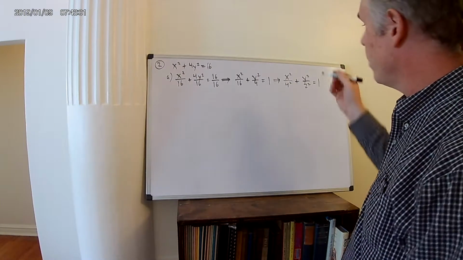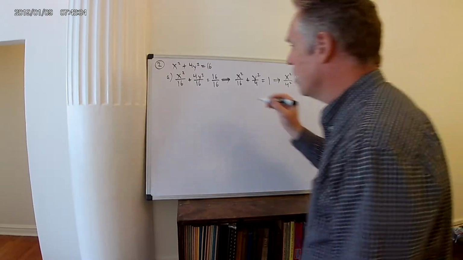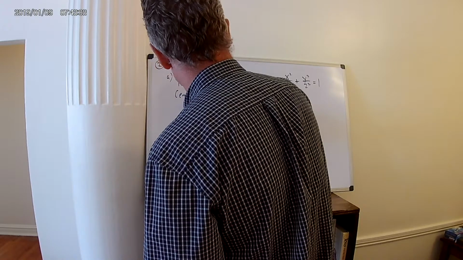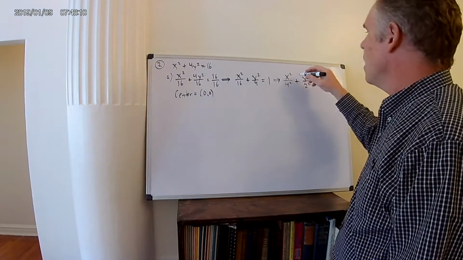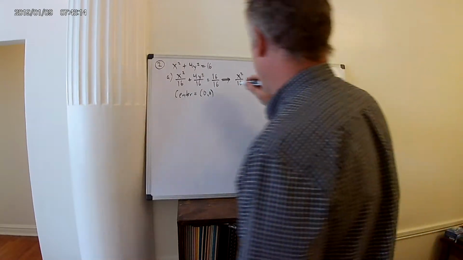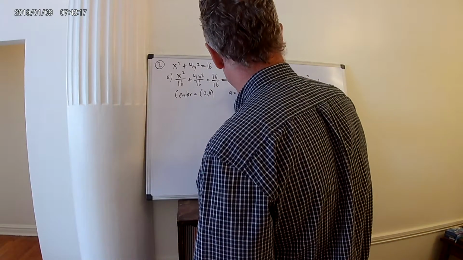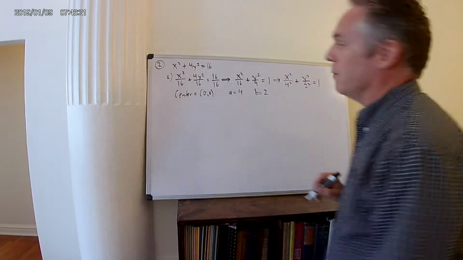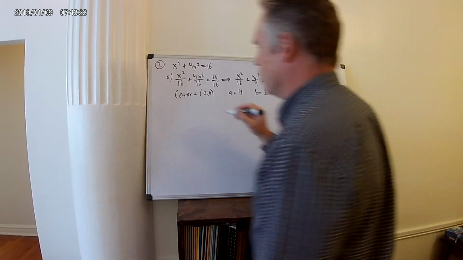That allows us to quickly identify the center. Hopefully you see the center actually is 0, 0, because we don't have any other terms involved with x or y. So our center is 0, 0. a is equal to 4, and b is equal to 2. So that's our ellipse. Then in part B, we graph this ellipse.